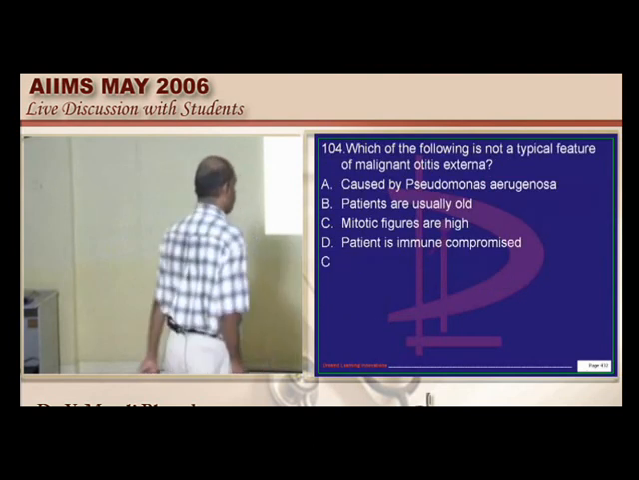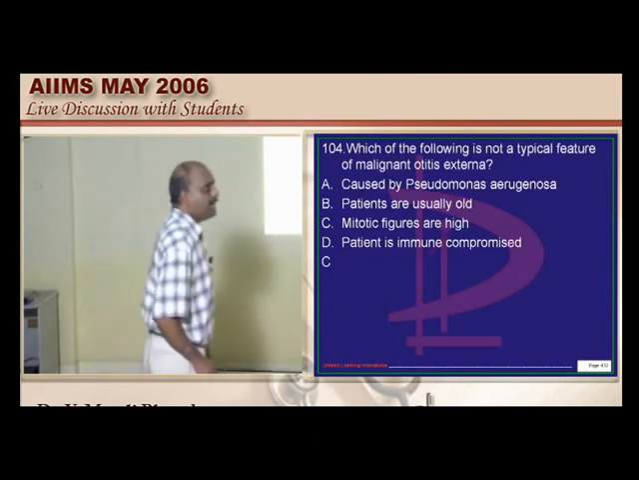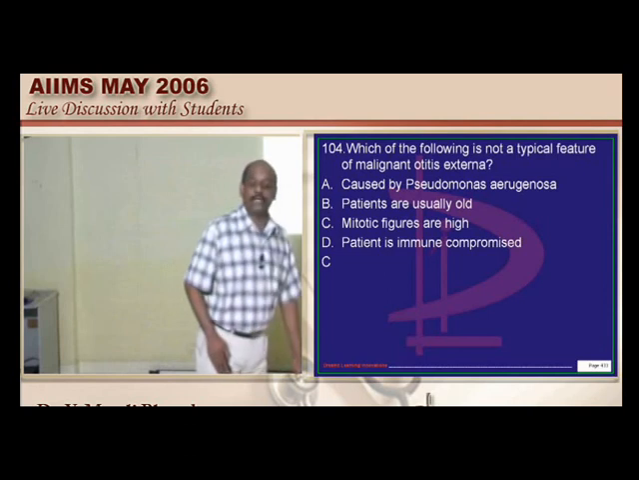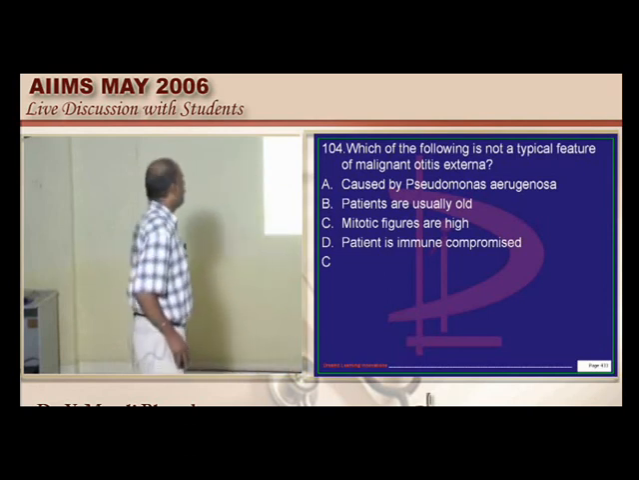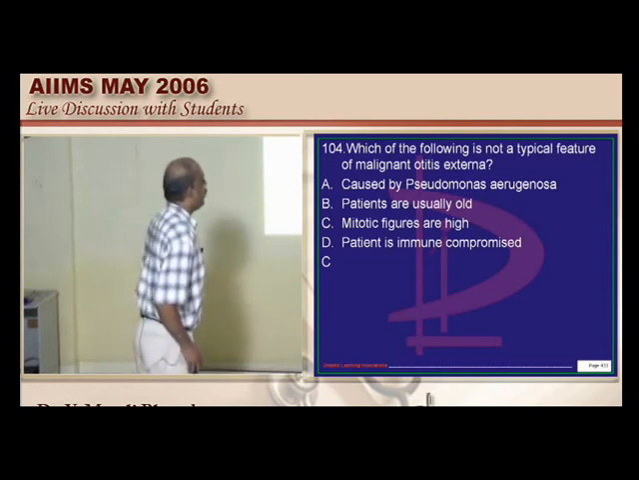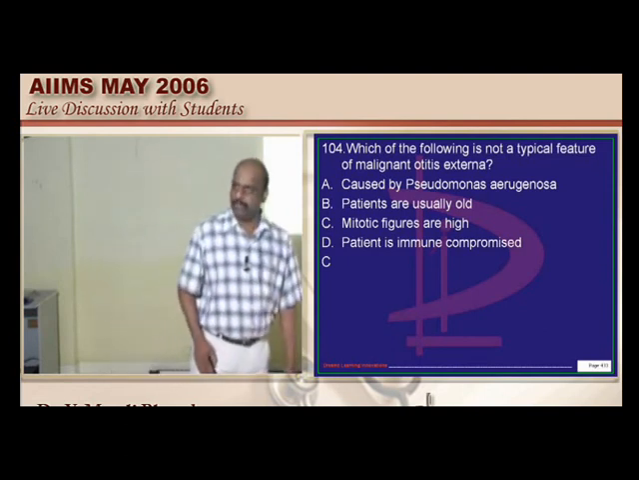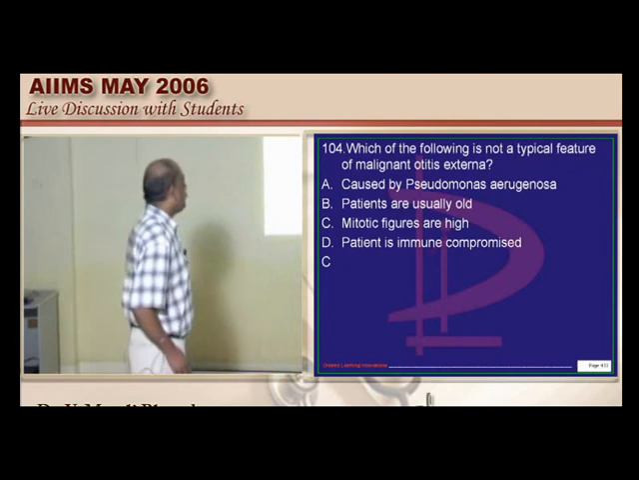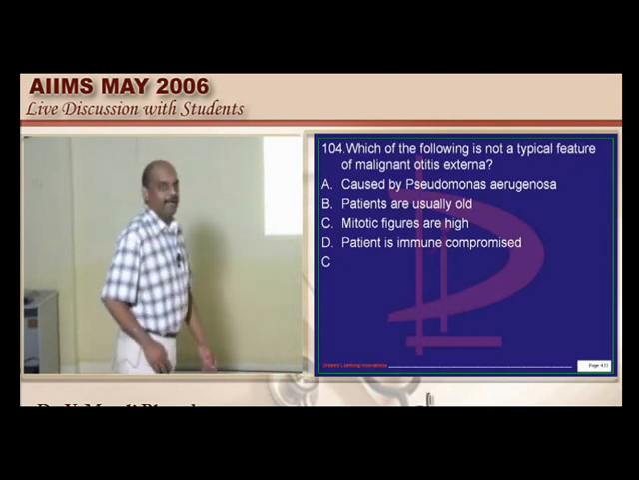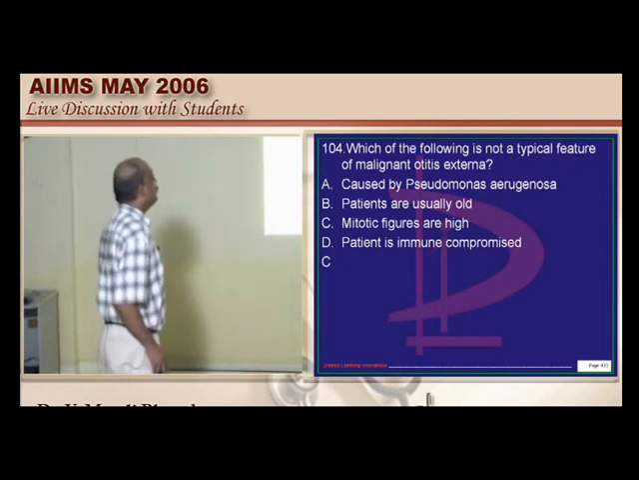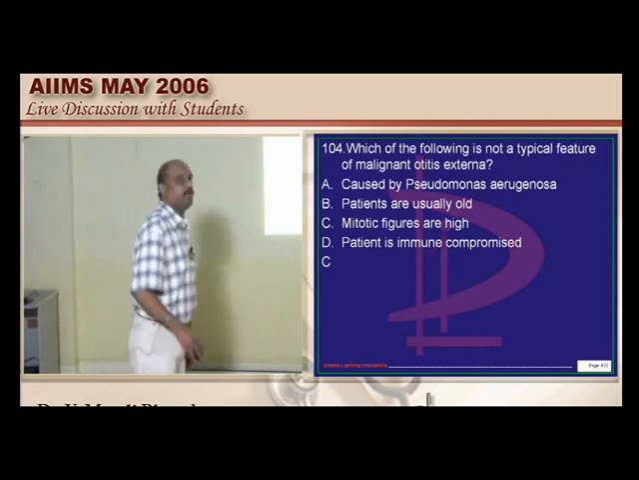Let's go to the next question. Malignant otitis externa, what is the important cause? Pseudomonas, all of you know very well. Now, though the name is malignant, it is a misnomer, it is not really a tumor or a malignancy. Hence, mitotic figures are not really high. But definitely it is seen in old people and those who are immunocompromised, is what need to be remembered.